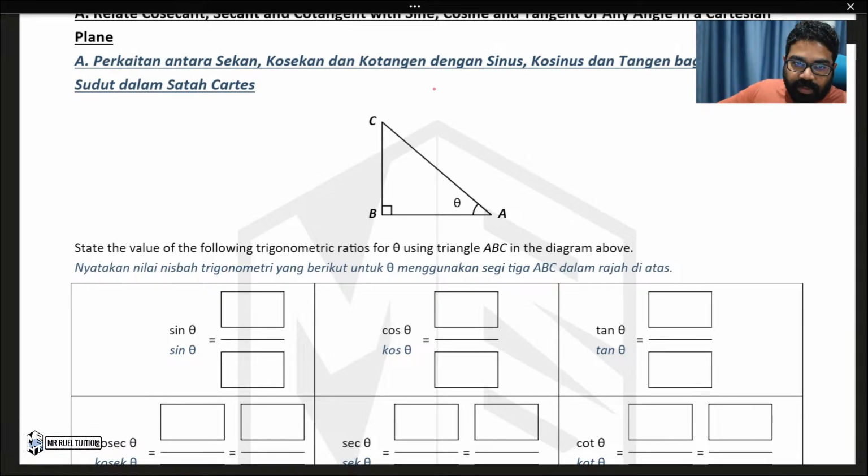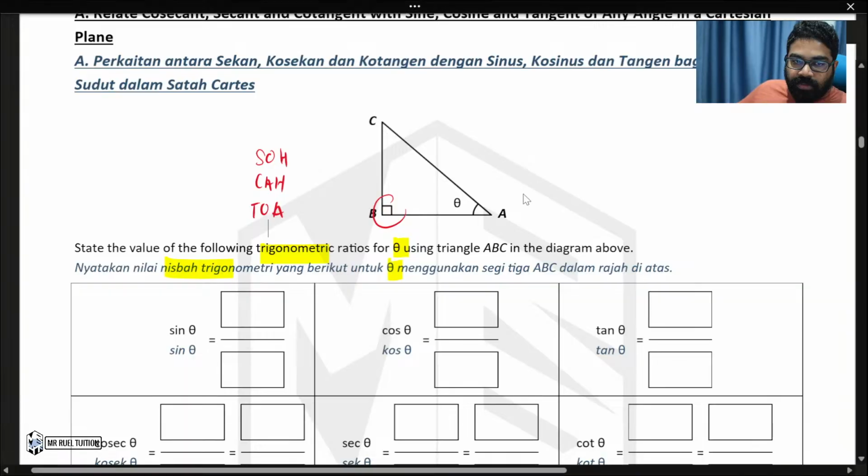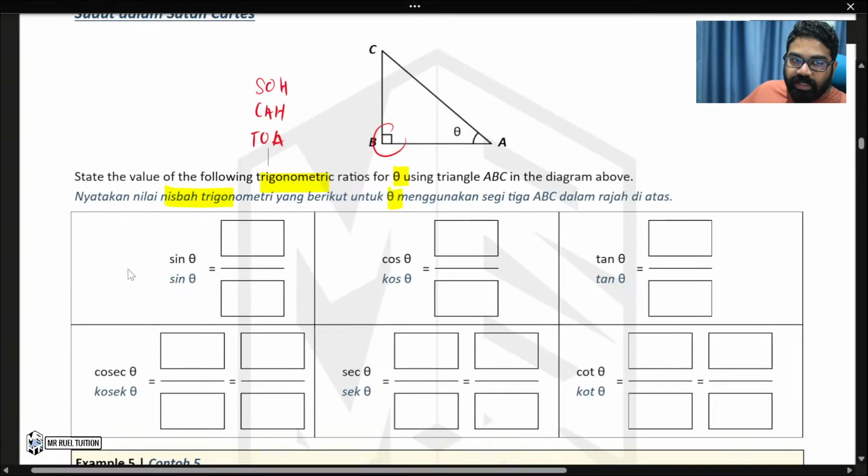Alright. Okay. So, state the value of the following trigonometric ratios. Nisbah trigonometri. Okay, for theta. Menggunakan ABC. Using the triangle ABC. So here, this is a right angle triangle. Ini adalah segitiga sudut tegak. So we can use Sokatoa. Kita boleh guna Sokatoa. You remember your Sokatoa?